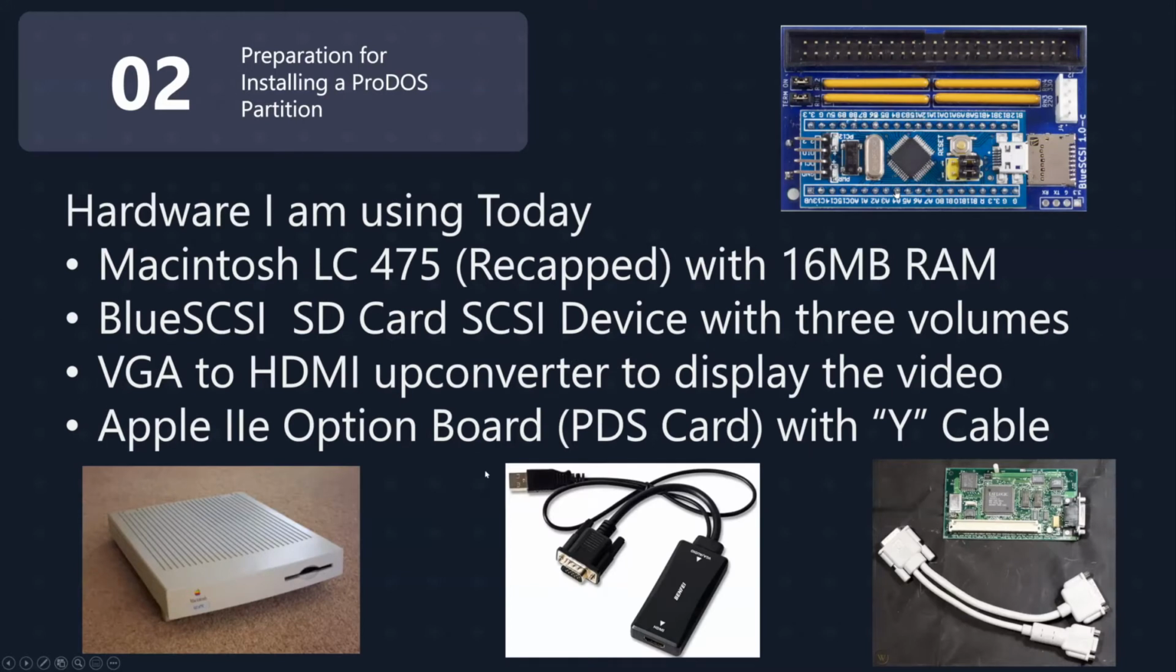So the hardware that I'm going to be using today is a Macintosh LC475 that I recapped with 16 megs of RAM, a BlueSCSI device, and I'll have 3 volumes on that. I have a VGA to HDMI up converter so that I was able to display the video, and then the Apple IIe option board. And I do have the Y cable on there, although I did not use the Y cable in this video.